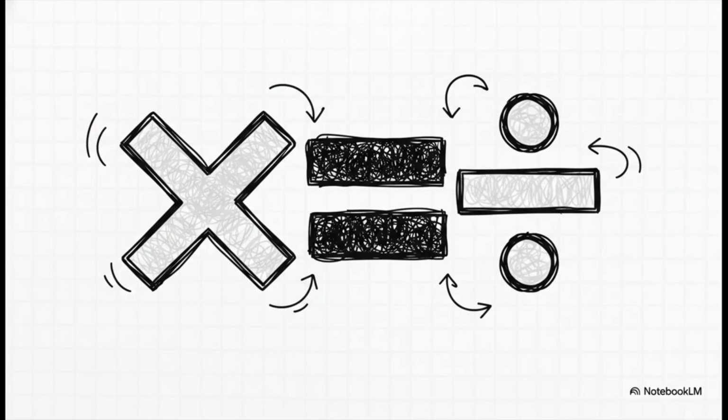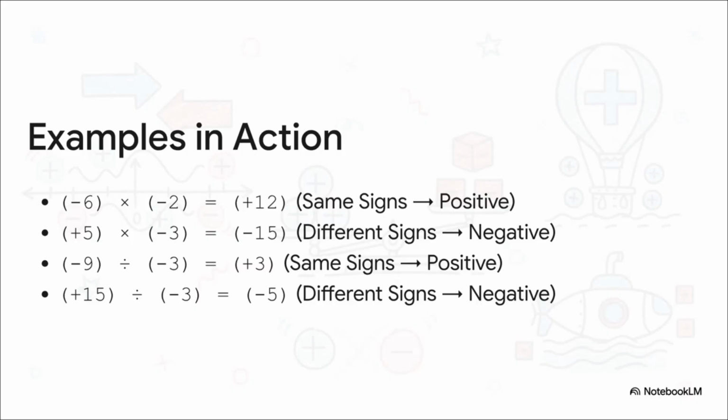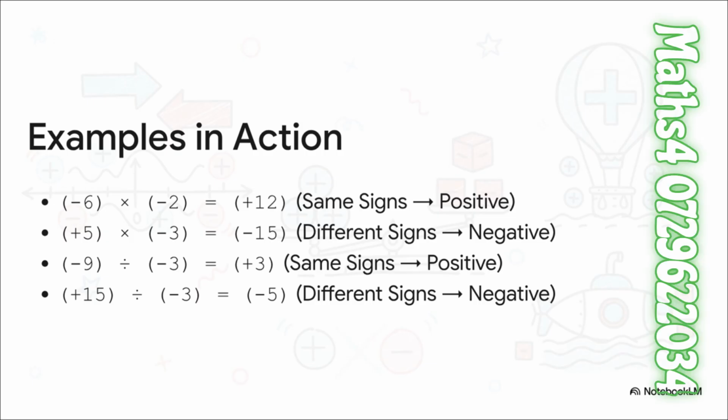And here's the best part. You don't need to memorize a whole new set of rules for division. Nope. The exact same logic applies. Are the signs the same? Your answer is positive. Are the signs different? Your answer is negative. This just simplifies things so much. Let's just run through these real quick to see the pattern. -6 times -2, well, the signs are the same, so the answer is positive 12. +5 times -3, the signs are different, so the answer is -15. And look, the exact same pattern holds true for division. It's really just about spotting if the signs match or not.